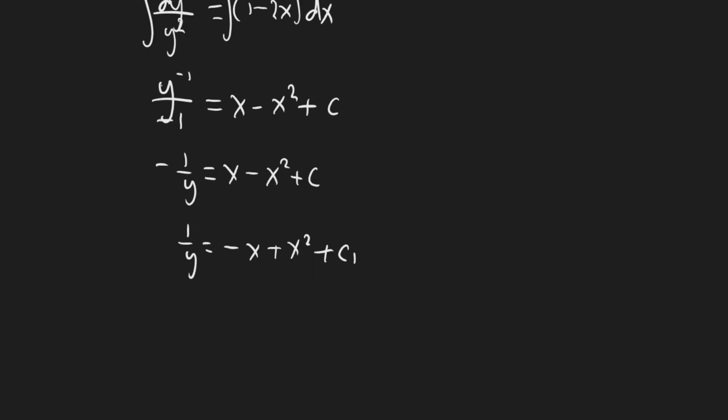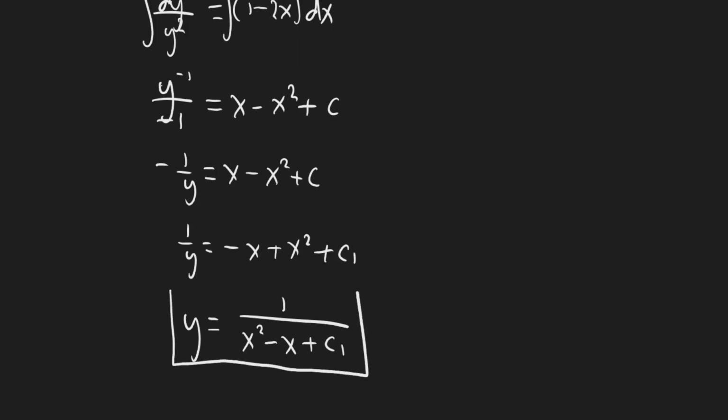So then we take 1 over the left side and 1 over the right side. So 1 over y is just y. Take the 1 over everything. So this leaves us with 1 over x squared minus x plus c1. Okay, and that's going to be your answer for y.